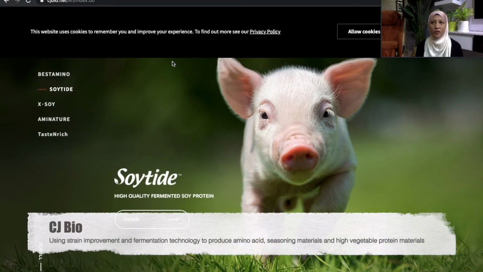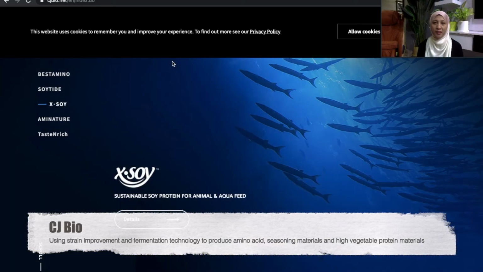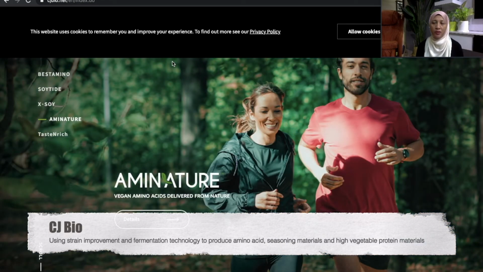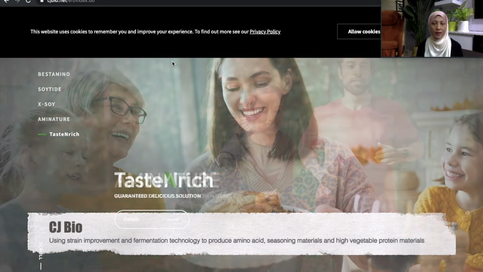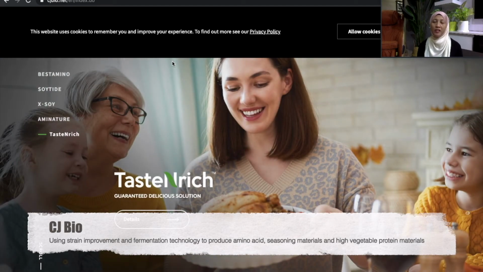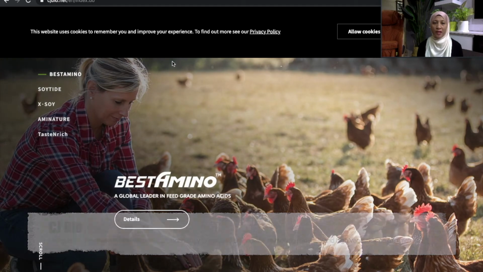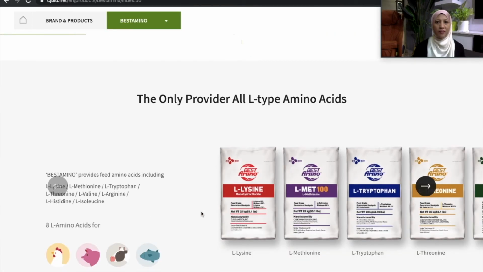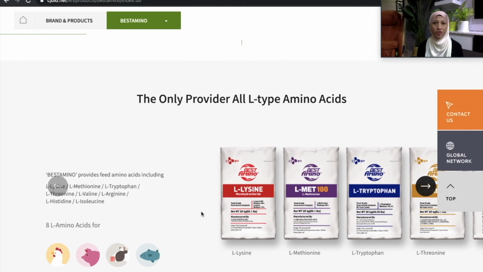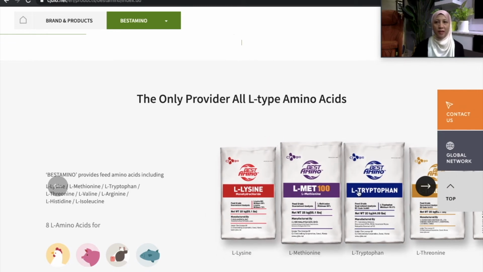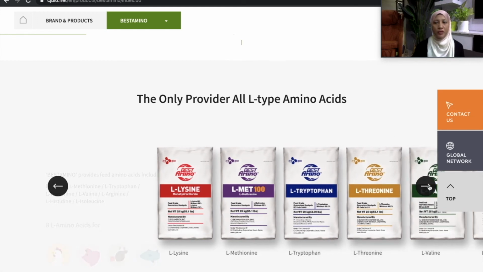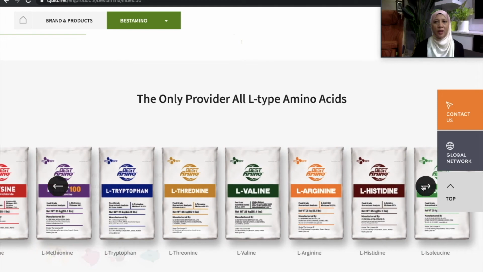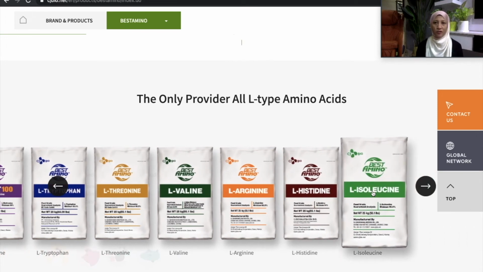Okay, I would like to share with you one of the biggest companies in amino acid production in Asia. The company is called CJ Bio. CJ Bio is actually a Korean company, but they have one branch in Malaysia, specifically in Kerteh, Terengganu, and they are producing the amino acids called best amino acid, right? When you click at the best amino acid, you can see various types of L-amino acids produced by CJ Bio. For instance, L-lysine, L-methionine, L-tryptophan, L-threonine, L-valine, L-arginine, L-histidine, and L-isoleucine.